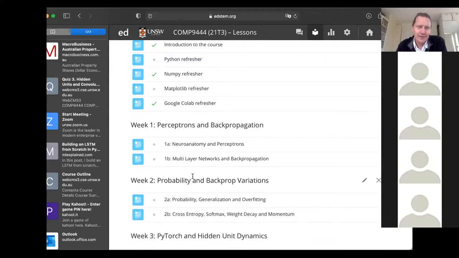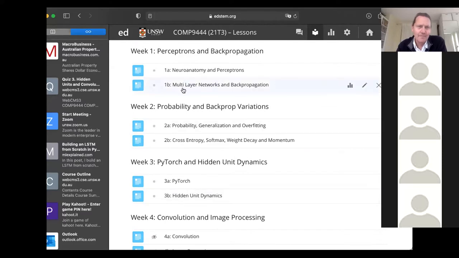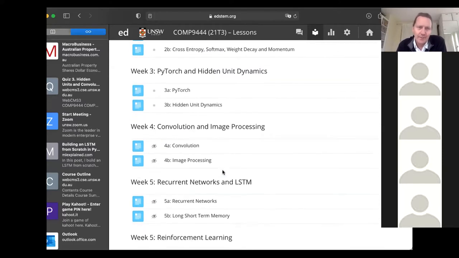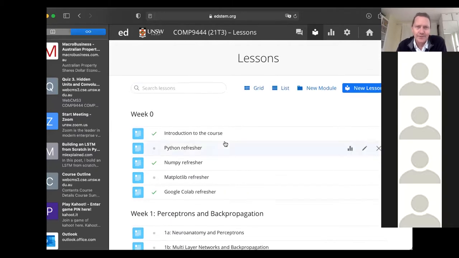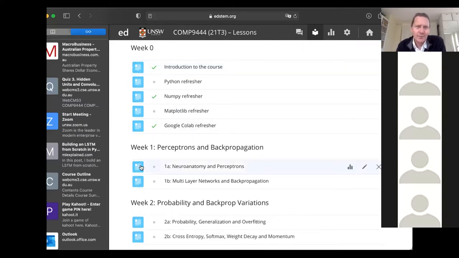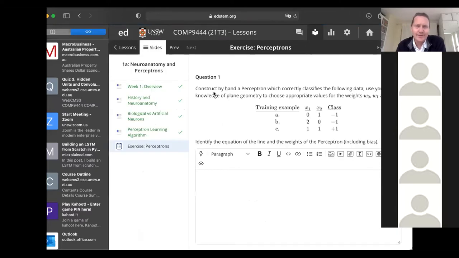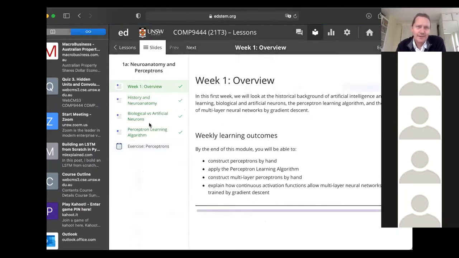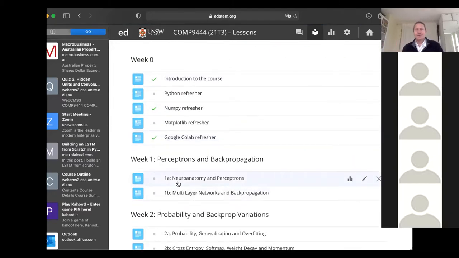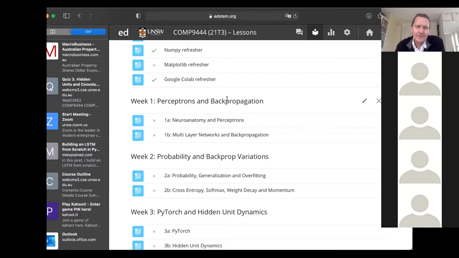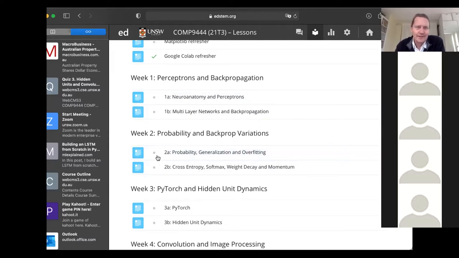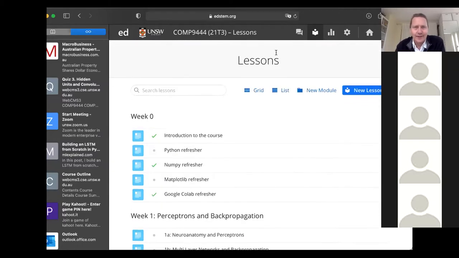Everything is broken down by weeks. I think I've only made up to week 3 visible so far, but I'll make some other weeks visible very soon. Each week I've tried to break into 2 parts, A and B. The idea is that we would focus on the A material in the Tuesday session and the B material in the Wednesday session. These Zoom sessions will be recorded and partially edited, and then the recordings will be posted onto the Ed website within a few days.